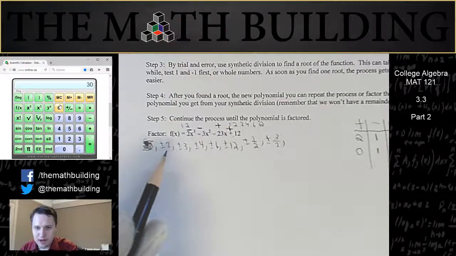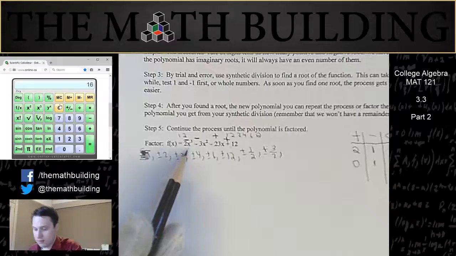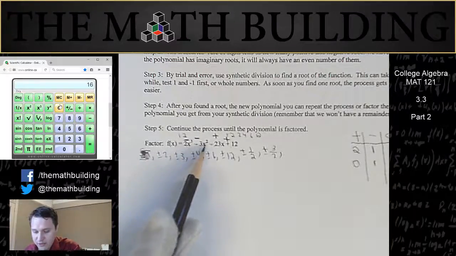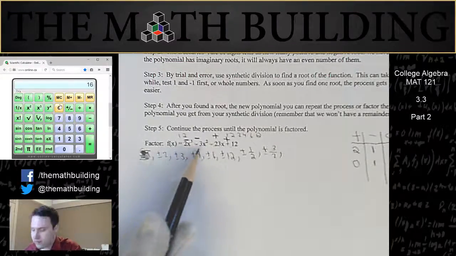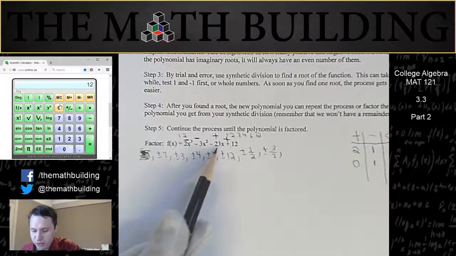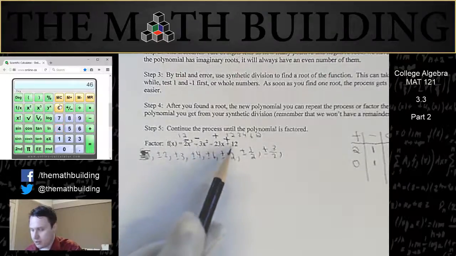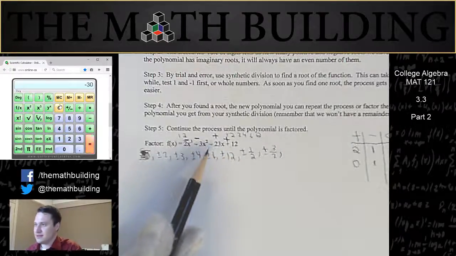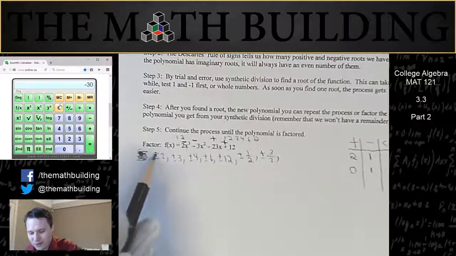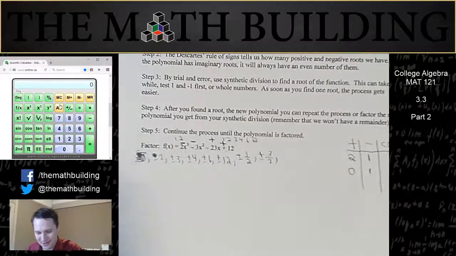Let's try plugging in positive 2. 2 times 2 times 2 is 8, times 2 is 16. 2 times 2 is 4, times 3 is 12, so this is 16 minus 12. 2 times 23 is 46, so minus 46 plus 12. Dang it, 2 is not an answer. Sometimes these just take a while, so be patient.